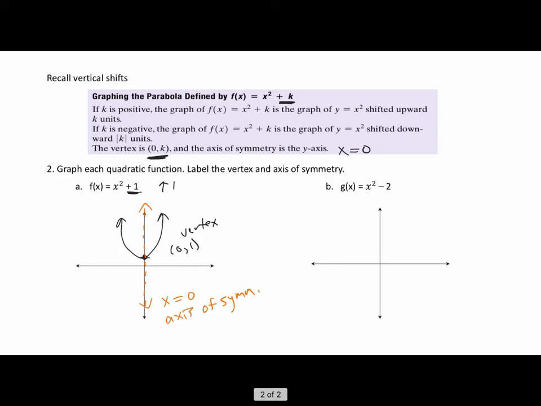For example B, we've got g of x equals x squared minus 2, so that's going to be a shift down 2 units. Down 2, there's our new vertex at 0, -2. And it's an opening up parabola, same shape. So we just need our axis of symmetry, which is going to go through the vertex. So that will be x equals 0.